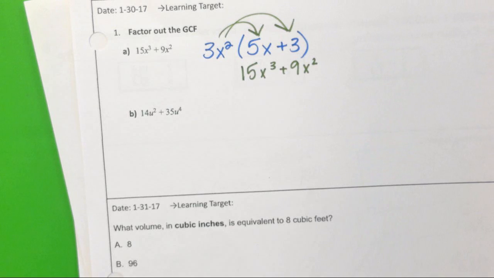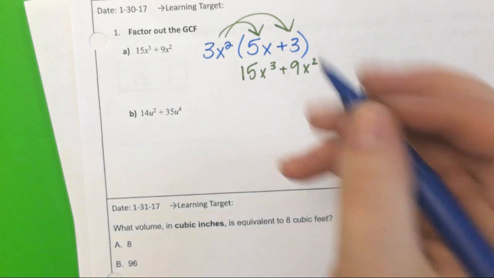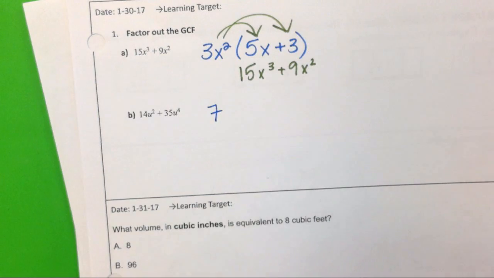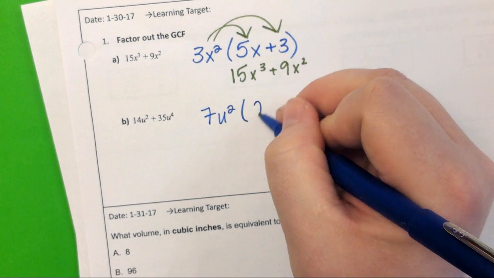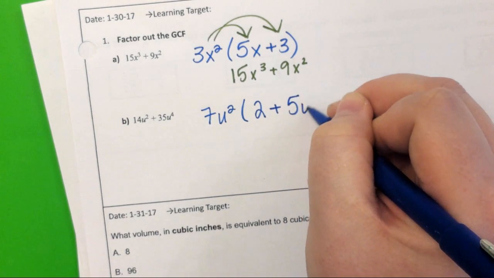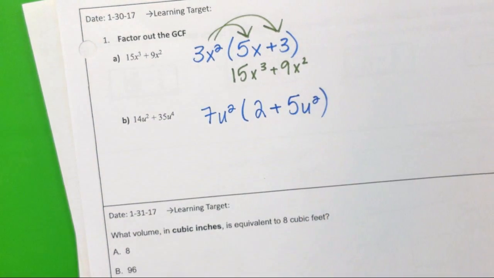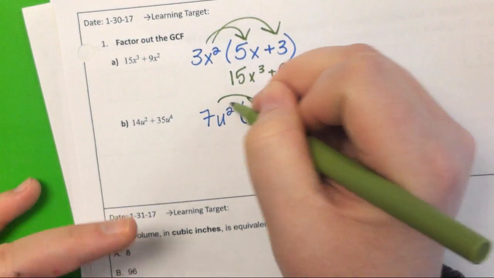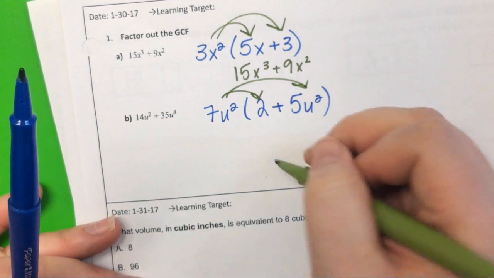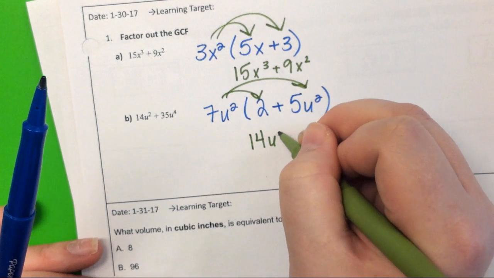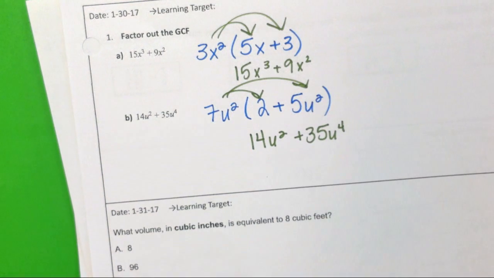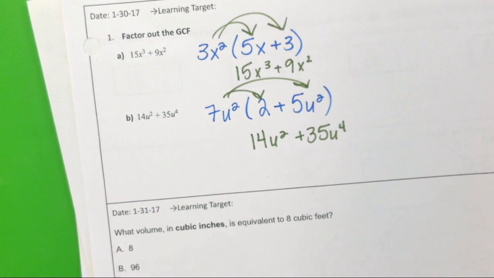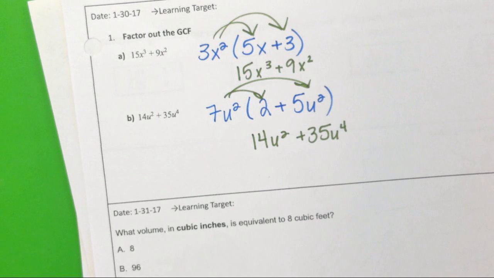What can I factor out on the second problem? 7. If I factor out a 7, and what else? U squared. Okay, I'm left with... perfect. And if we question Grant yet again, because we should always check ourselves, we distribute, we get 14u squared plus 35u to the 4th. So good job, Grant. And to everyone else who understood those.